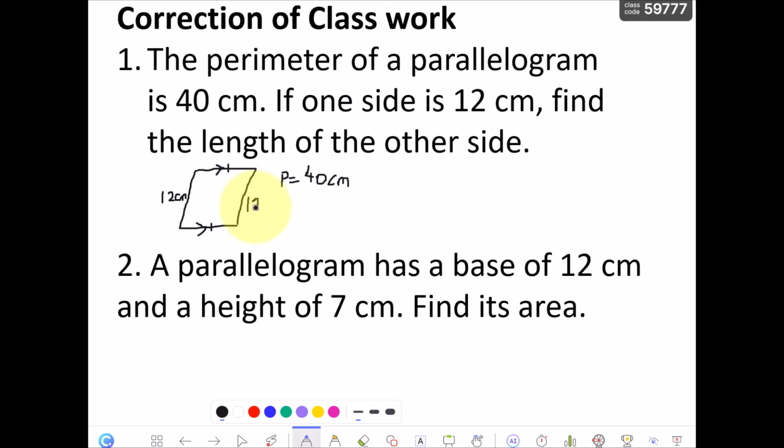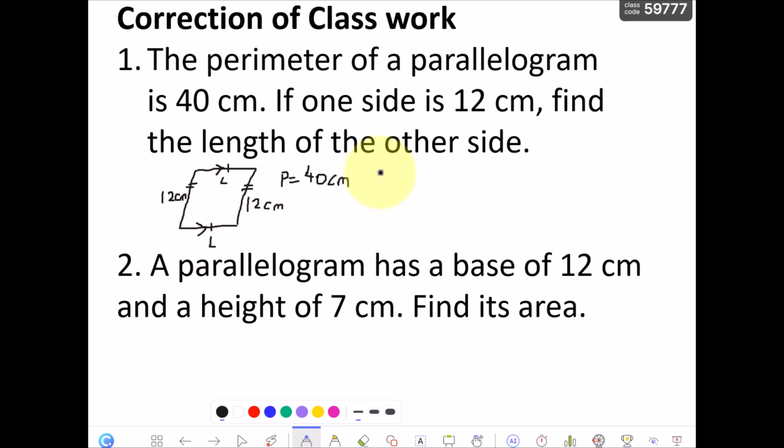Remember the properties of parallelogram. Opposite sides are equal and parallel. That means these two sides, they are equal and they are also parallel. All right, so that is that. Now, they said we should find the length of the other side. So how do we get the length of these other two sides? I can give them a letter. I can call this side L and call this side L. So by having this understanding, we can solve this.